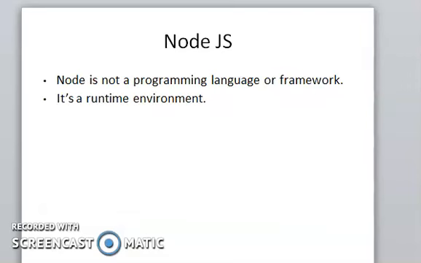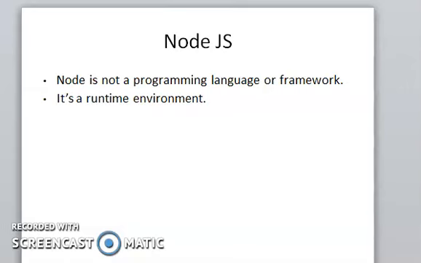And the next is Node.js. What is Node.js? Node.js is not a program, it is not a programming language or a framework. It is actually a runtime environment that gives easy and very fast access to resources. By using Node.js, we can access the resources very fast. That means it doesn't wait. It is a single thread application, and it is actually a runtime environment.